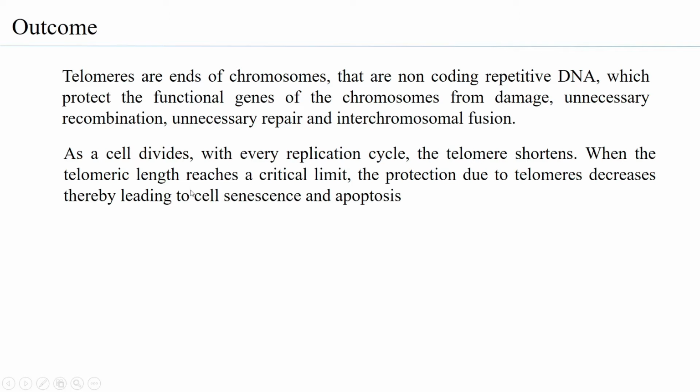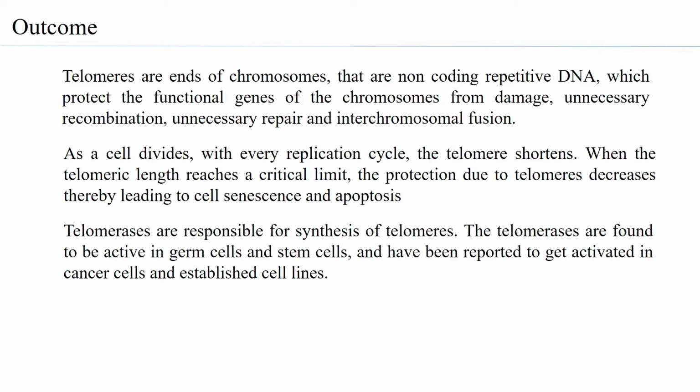When the telomeric length keeps decreasing and it reaches a critical limit, the protection due to these telomeres decreases, and that leads to cell senescence, or what we also understand by aging, and apoptosis. So this is something that is extremely important, and this has been taken up by various scientists, including Dr. Blackburn, who won the Nobel Prize for having understood how the telomerase functions in ensuring to maintain the length of the telomere.